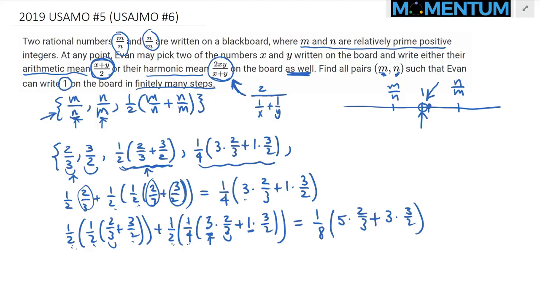Okay, we can also add this thing to our list, and obviously so far we have not reached the number 1. You can easily realize that this number is not 1, and after you play with the numbers you see that they are not equal to 1. So we have 5 times 2 over 3 plus 3 times 3 over 2. All right. Let me do one more, but by now you can see what's going on, right?